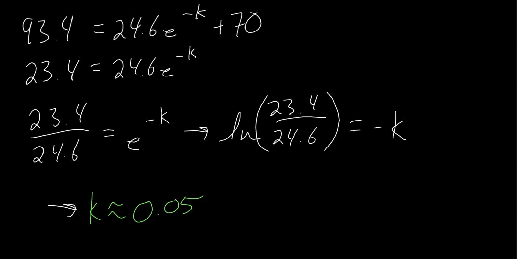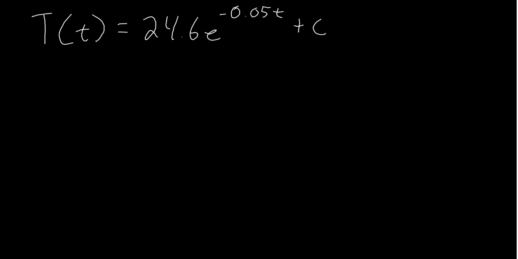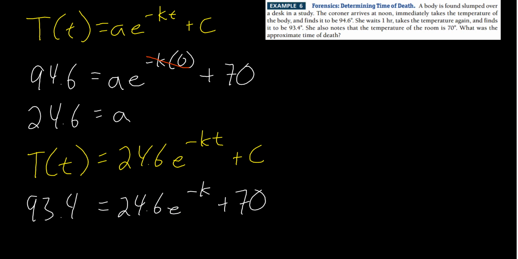So now we can proceed with actually solving this problem. Put up a new page, and I don't even remember the equation, so we're just going to have to do this the hard way. So we have T of t is equal to, oh shoot, I forgot the A, 24.6 e to the negative. The negative sign is always going to be there, so it's going to be negative 0.05 t plus C. So this is going to be our equation where we figure out how long the body has been laying there.